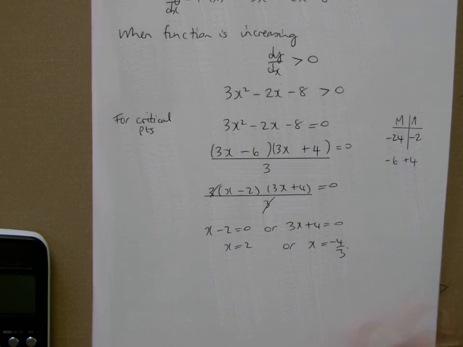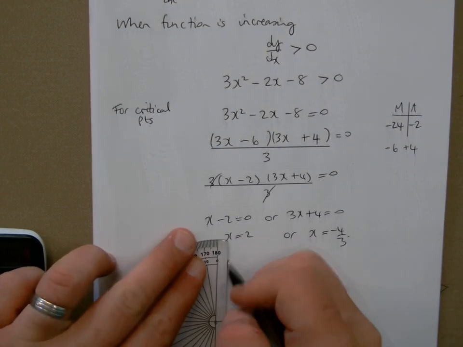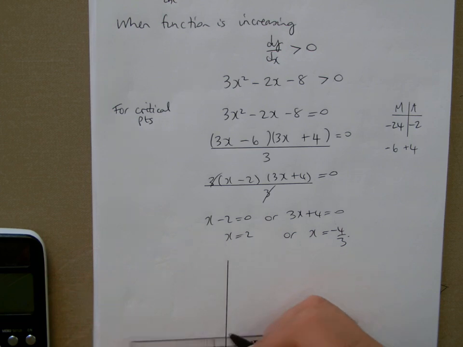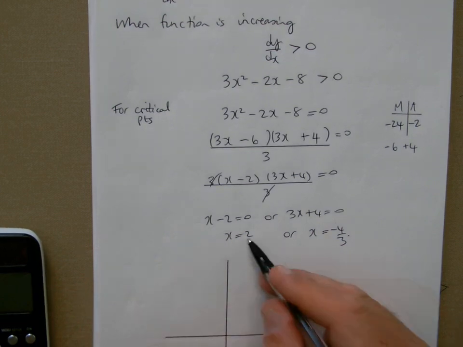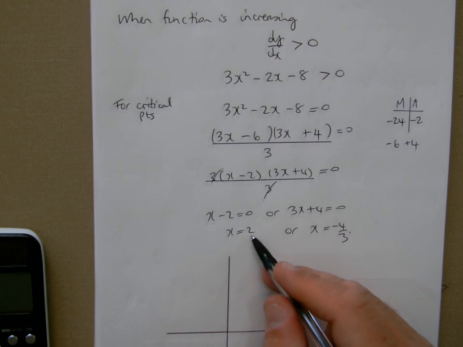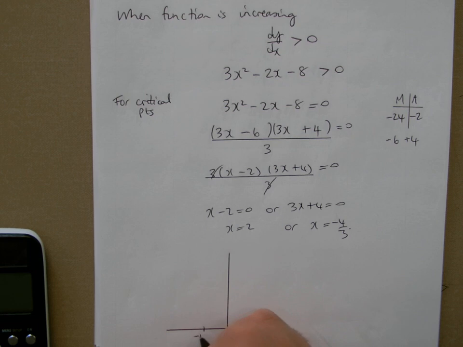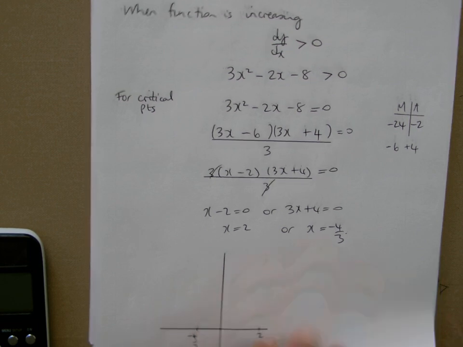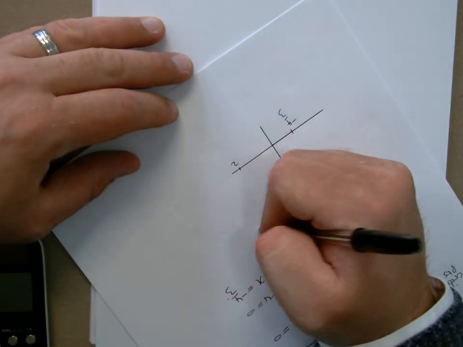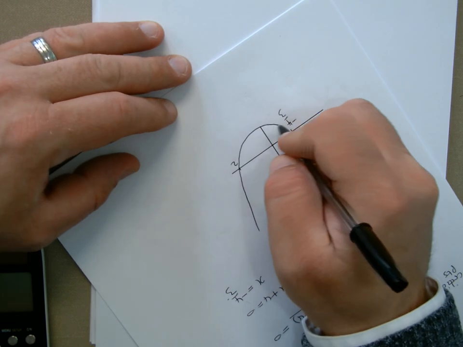So now I draw my quadratic, looking at these points here. These are where the quadratic is equal to 0. So x equals 2 here and minus 4 thirds there. So when I draw the curve, we've got that there.